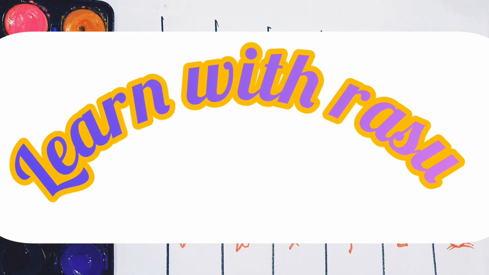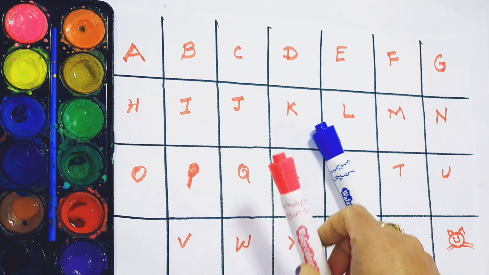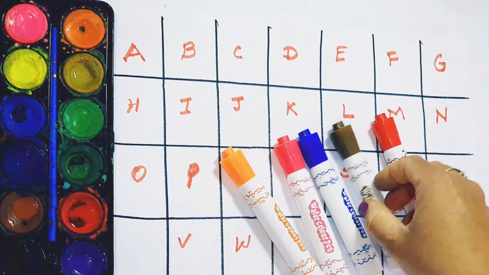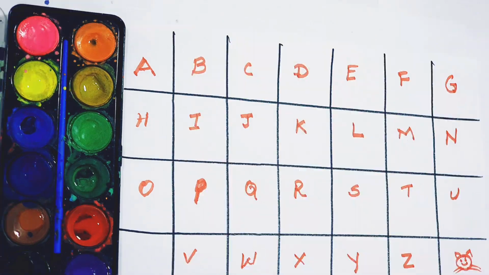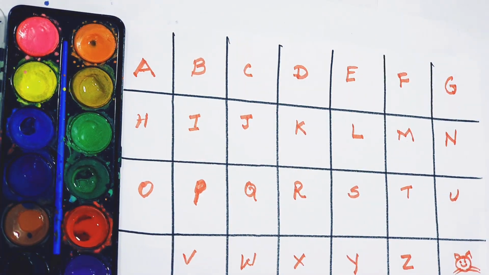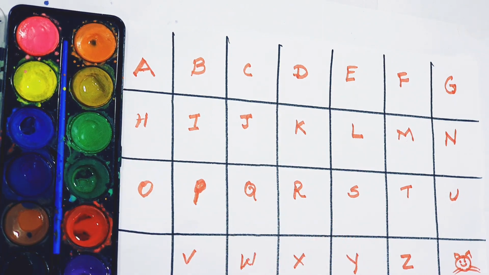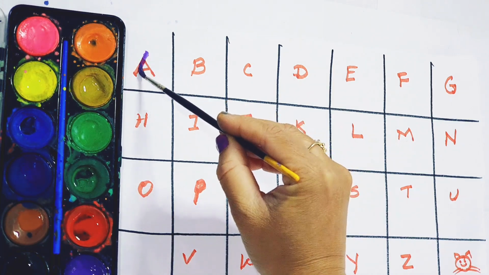So today we are going to learn ABCD. Blue color, pink color, red color, orange color, brown color. Let's start. Purple color. Start.